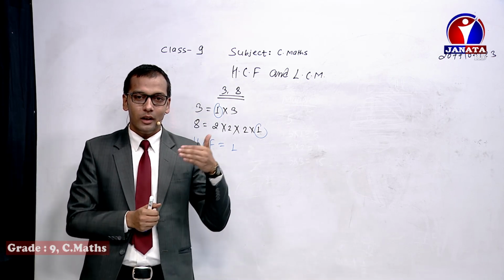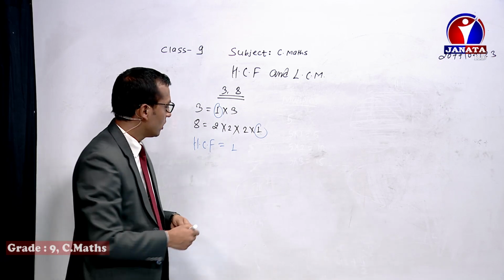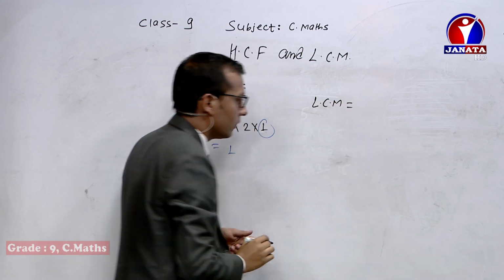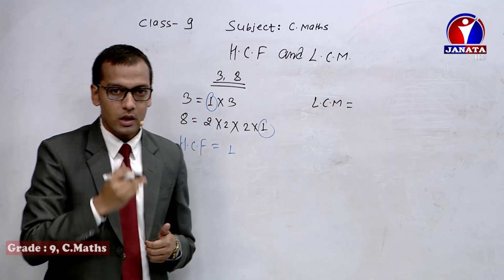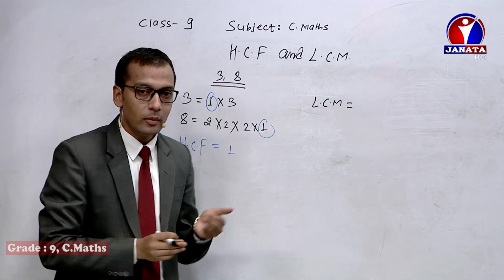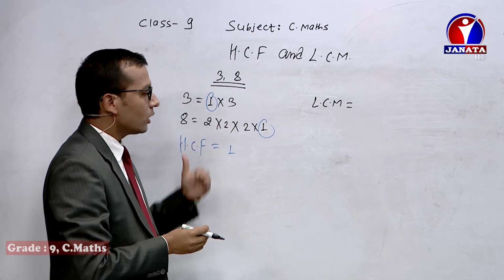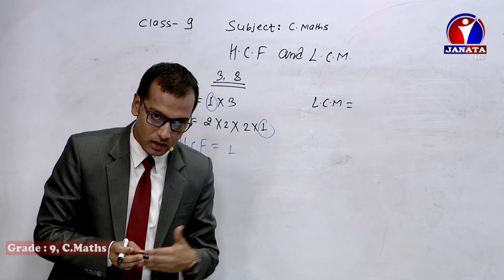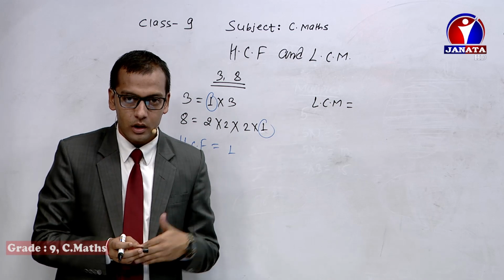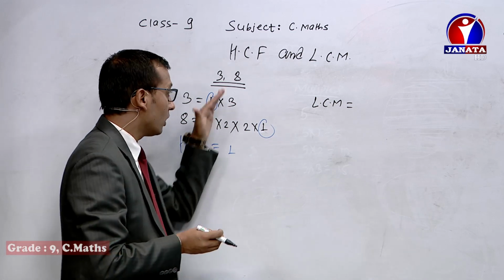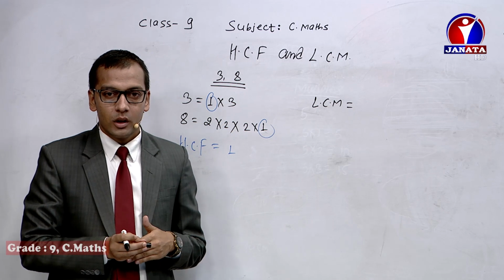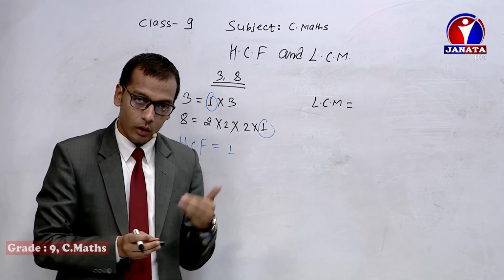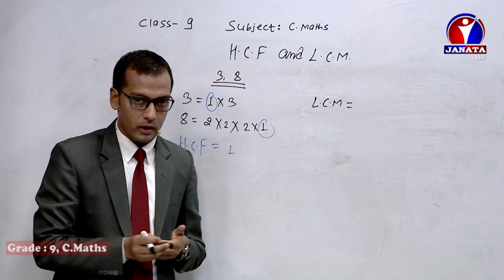Similarly, let me find out the LCM. What is LCM? LCM is the lowest common multiple of the given numbers. So here, what are the two numbers which are given? 3 and 8. We can guess the smallest number that is a multiple of 3 and 8. We can simply guess this and find the LCM, or we can use the factorization process.